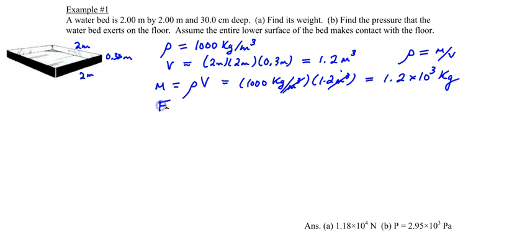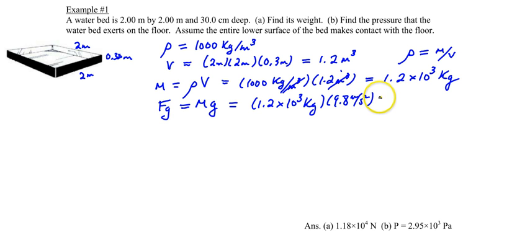The weight is calculated by taking the mass and multiplying by the acceleration due to gravity, g. So that's 1.2 times 10 to the power 3 kilograms times 9.8 meters per second squared. And that gives you around 1.18 times 10 to the power 4 newtons. That's about, in pounds, around 2,600 pounds.